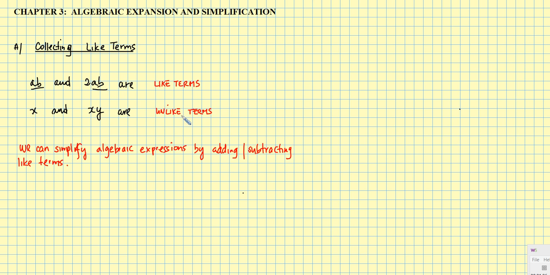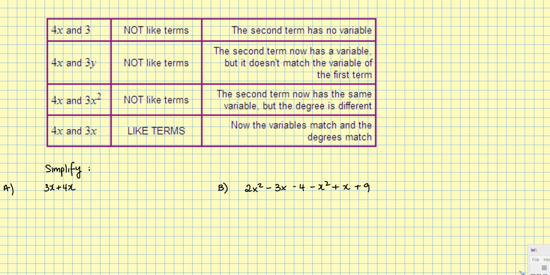Right, x and xy are not considered to be like terms. They are unlike terms. So what we normally do is we simplify algebraic expressions by adding and subtracting like terms. So, for example, again, we have a table here. 4x and 3 are not considered like terms. The second term, 3, has no variable on it. 4x and 3y are not considered like terms because the second term has a variable, but it's not the same as the first one. So x and y are two different variables.